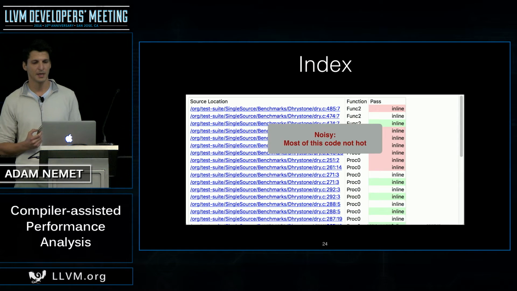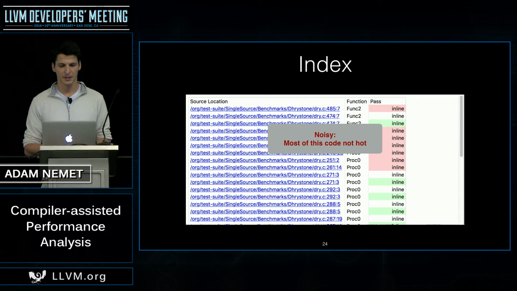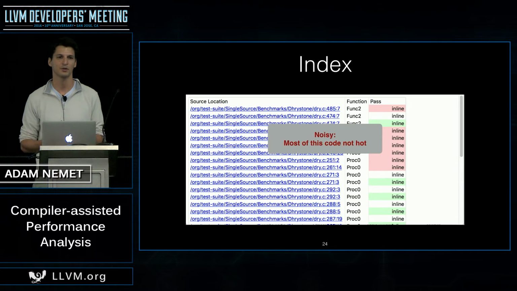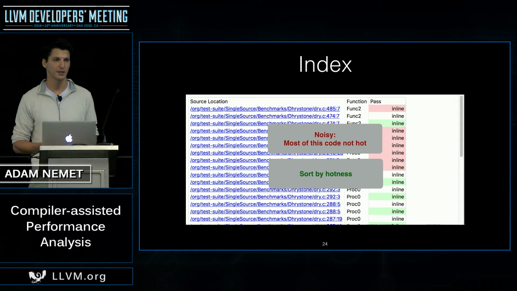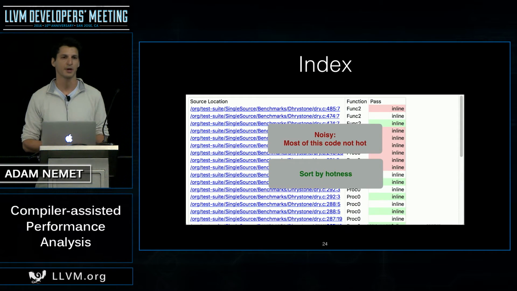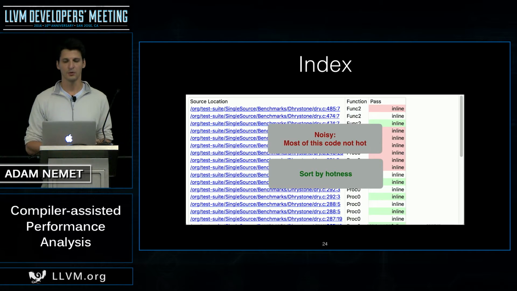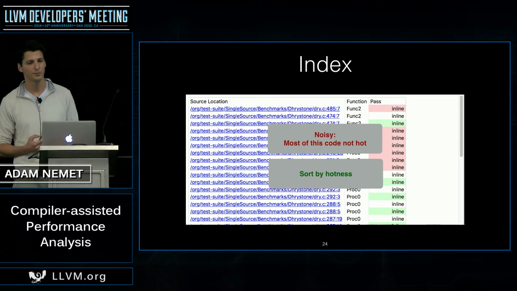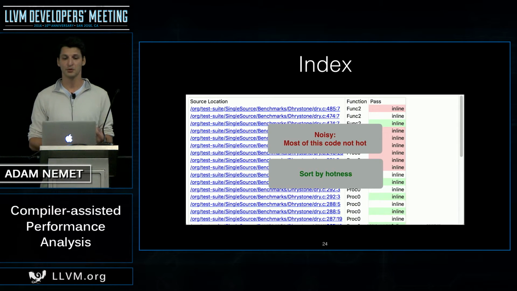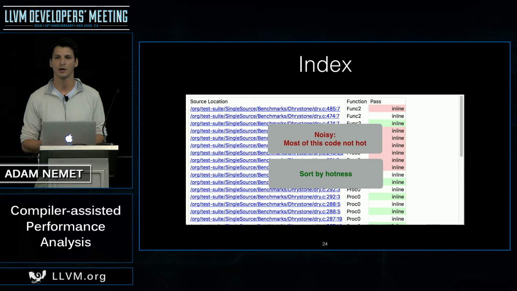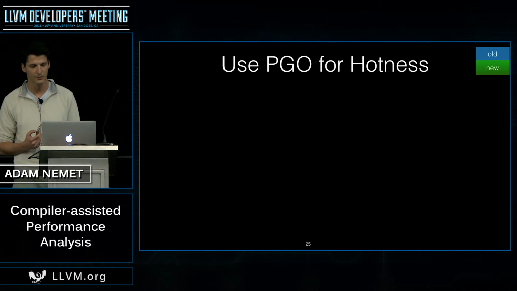The problem is that, just like RPass, this is still pretty noisy for performance analysis because most of this code is not hot. So what we really want is to be able to sort this by hotness. And we already have hotness available in the compiler with PGO. So if PGO is enabled, we can just use that and stick it into our optimization records. And this is what I've done.